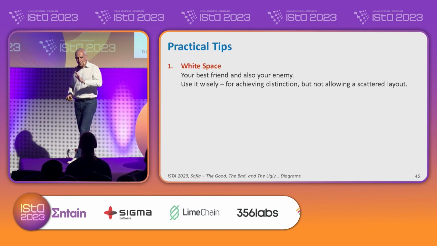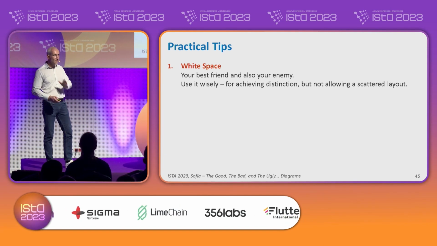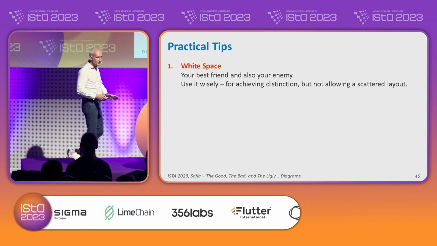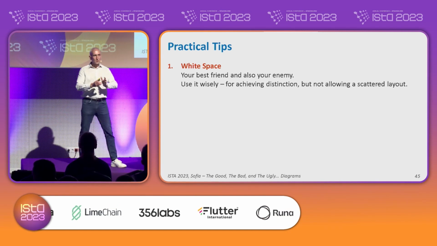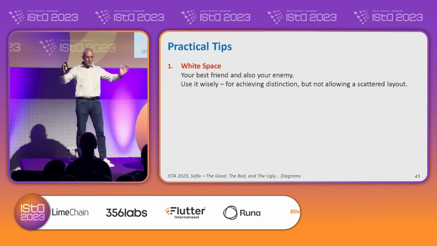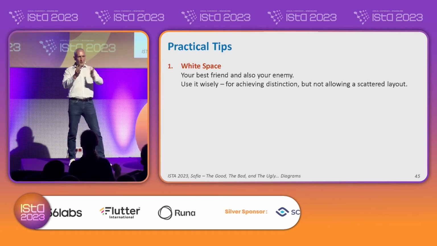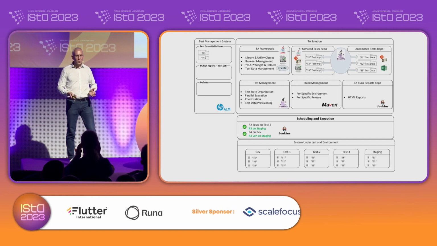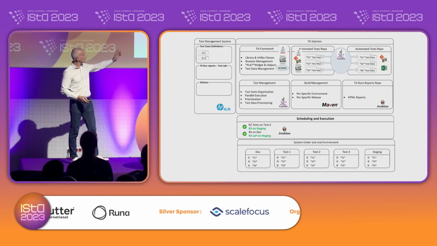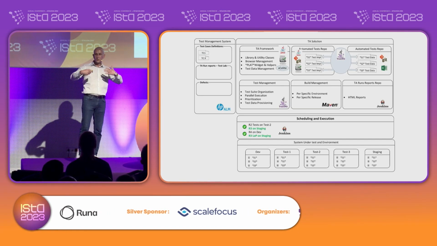So white space is extremely important. It can be your friend, it can be your enemy. It's very much misused. In some places, people put a lot of white space that doesn't add any value, and still they put objects too close together so that you can't see that they are actually objects. So this is the original diagram on top of which we will be doing the refactoring.